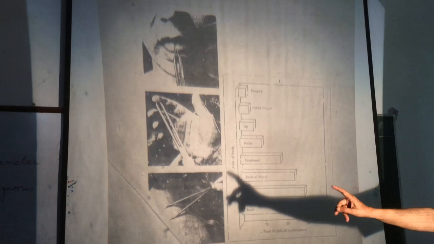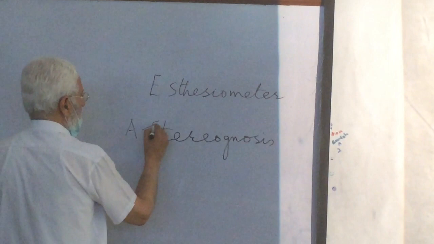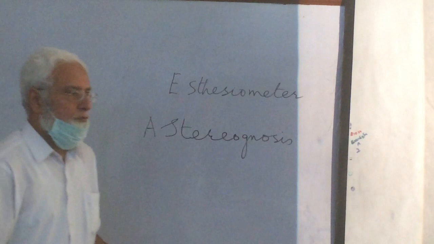So you ask the subject to close eyes, you put some object in his hand, and you ask him to identify the object by touching with hand with closed eyes. This is called stereognosis. And keep in mind, stereognosis is highly developed in blind people. You know the Braille system of communication in the blind. By touching the Braille system, they are able to identify the letters or other objects. When there is loss of stereognosis, it is called astereognosis.